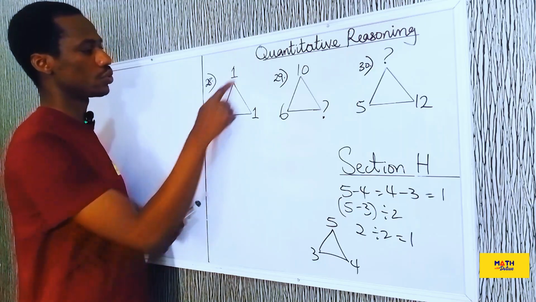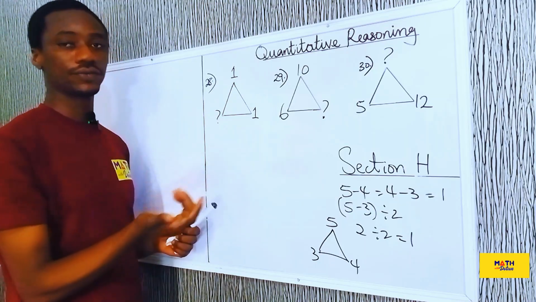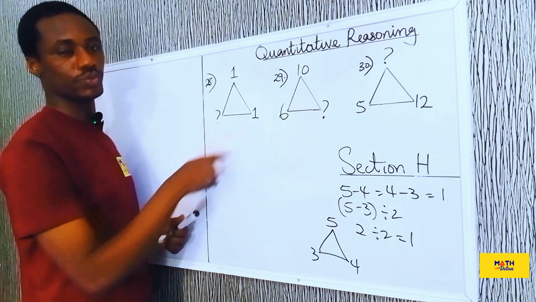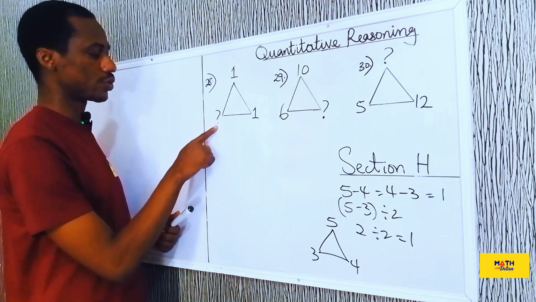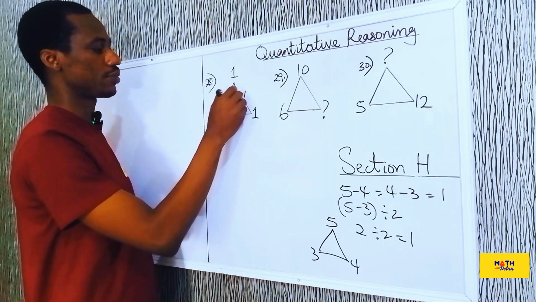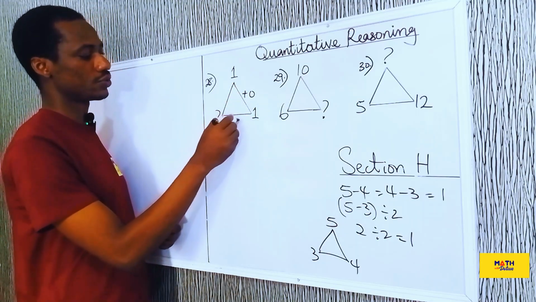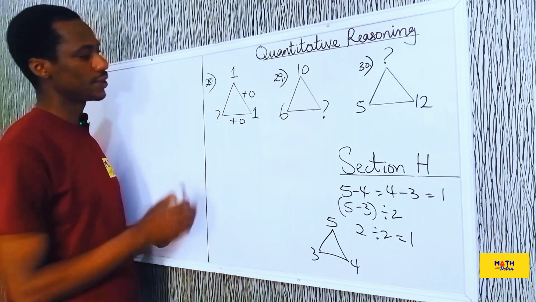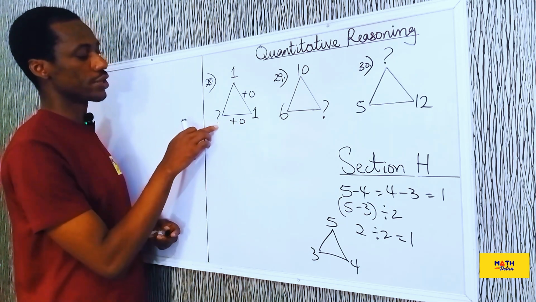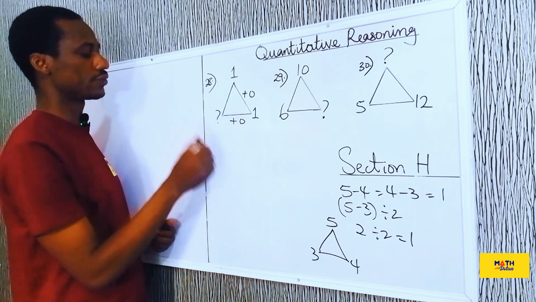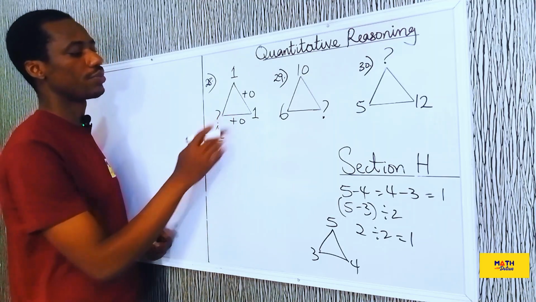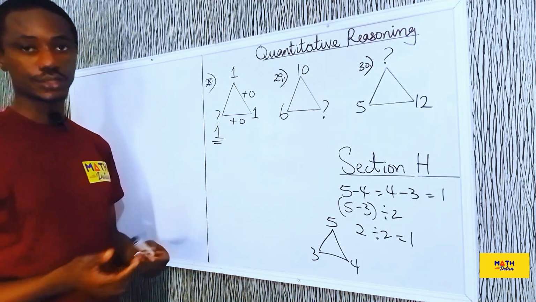So we do 1 minus 1, and that will give us 0. That means this minus this will also be 0. That means the question mark minus 1 will also be 0, since it was plus 0. So this one too will be plus 0. All right, so what are you going to add to 0 to get 1? Definitely the answer is going to be 1.